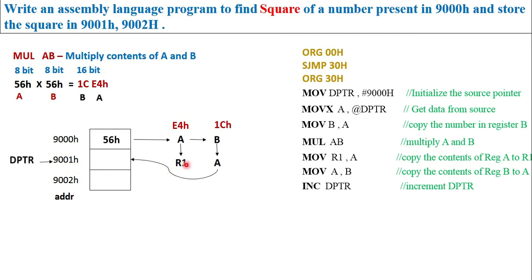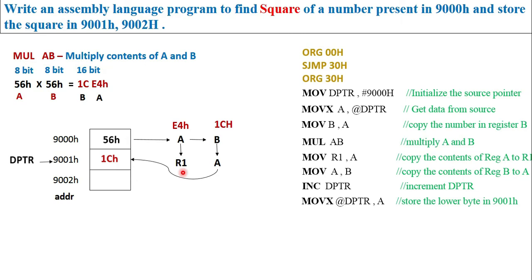And now we can store the result of accumulator in 9001. So the instruction which does this, copy the contents of accumulator into memory location pointed by DPTR, is MOVX, because we are storing data into external memory. When we are reading from external memory or storing into external memory, we have to use the mnemonic MOVX. And who's the destination now? Contents pointed by DPTR. So @DPTR, and the source is accumulator. So it is just an inverse of this instruction. MOVX @DPTR, A. So we are storing the result in A into 9001. So after this instruction's execution, we will have 1CH copied into 9001.